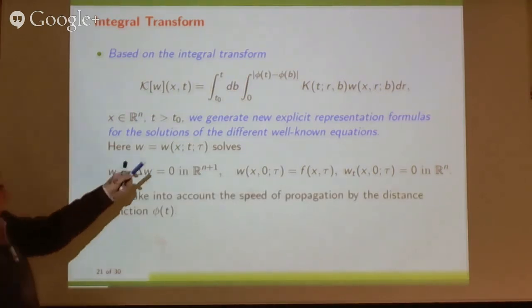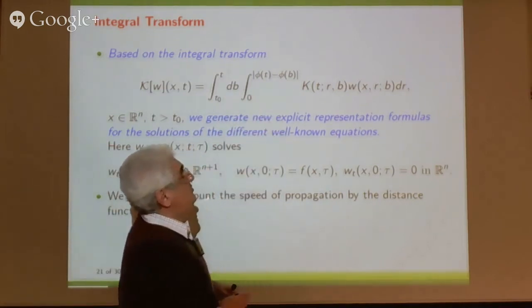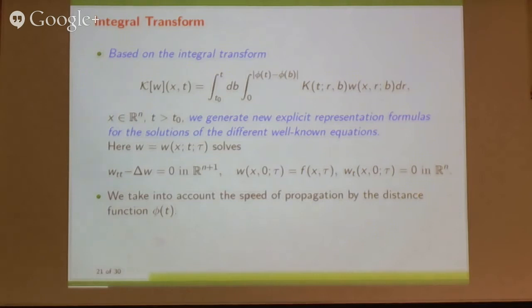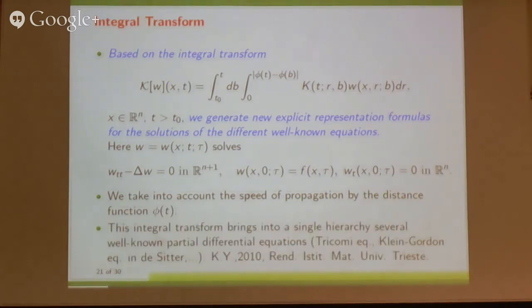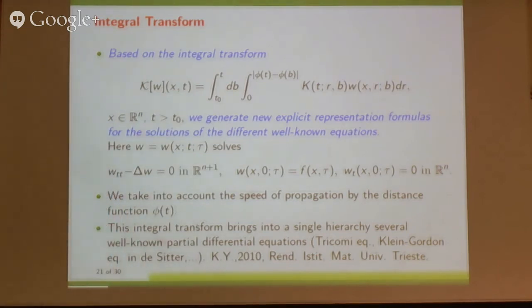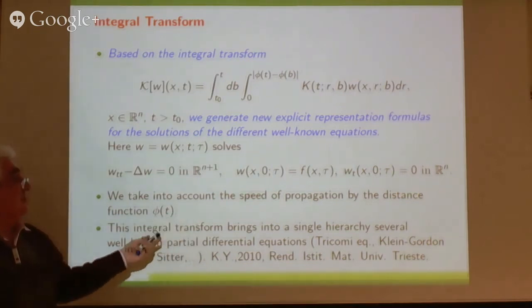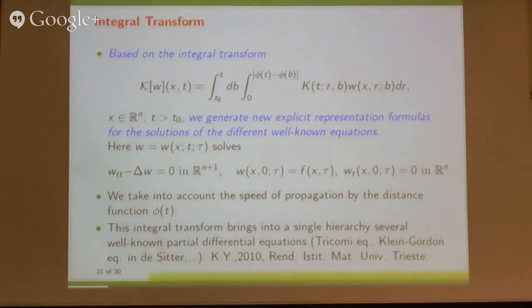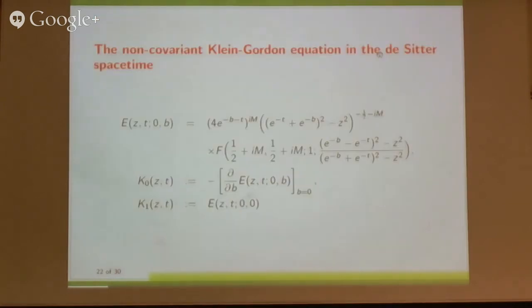And what is written here? Here we have the function phi, which depends on propagation. And in fact, it's a distance function. I don't want to go into details because it's quite technical. And it turns out that such a transform provides formulas for several PD equations which look independent from each other, like the Tricomi equation or the Klein-Gordon equation in De Sitter space-time and some other equations. And now I suggest the kernel.